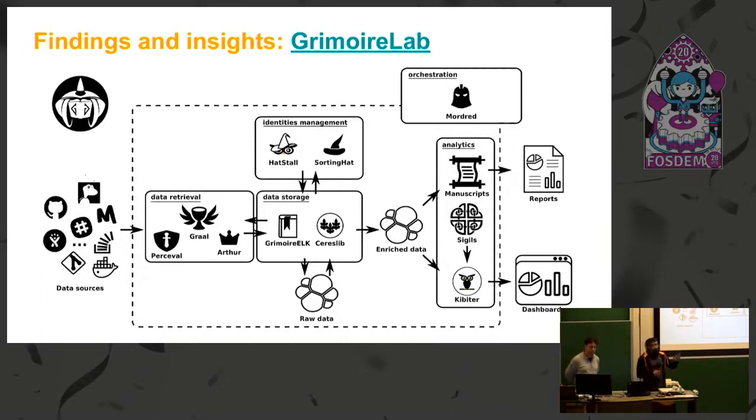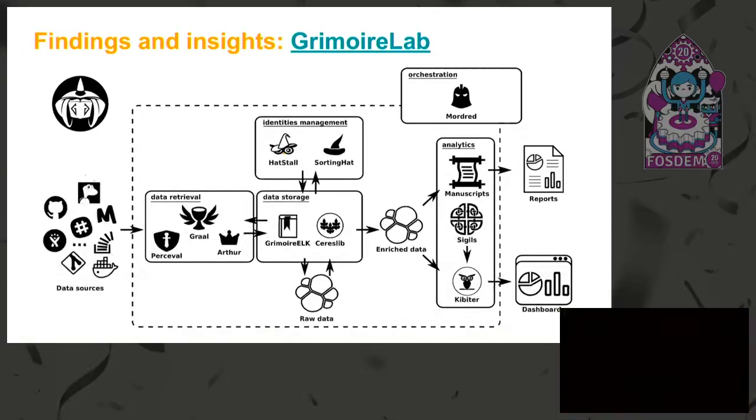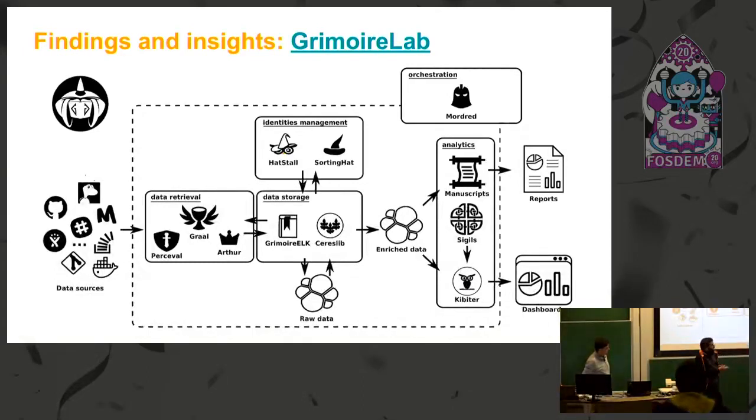Grimoire Lab, as I mentioned before, is a free, open source platform used for software development analytics. Here we can see an overview of Grimoire Lab. We have different components. One component is in charge of retrieving data from popular data sources used in software development. Then we have another component that takes care of digesting this information, which is stored in Elasticsearch, a JSON-based database. And then once we have the information here, we can visualize it. So we can generate reports, or in this case, the dashboard.